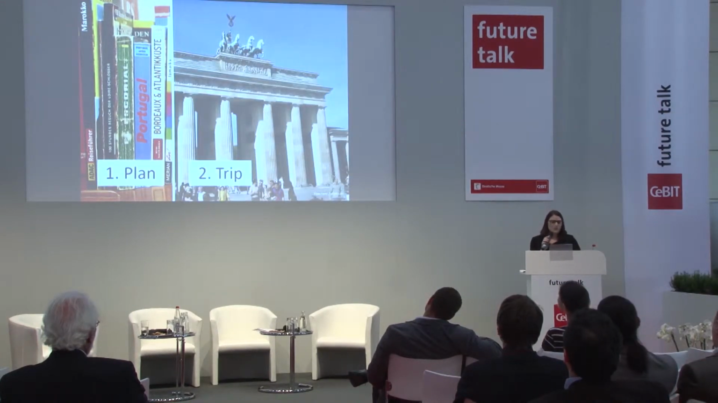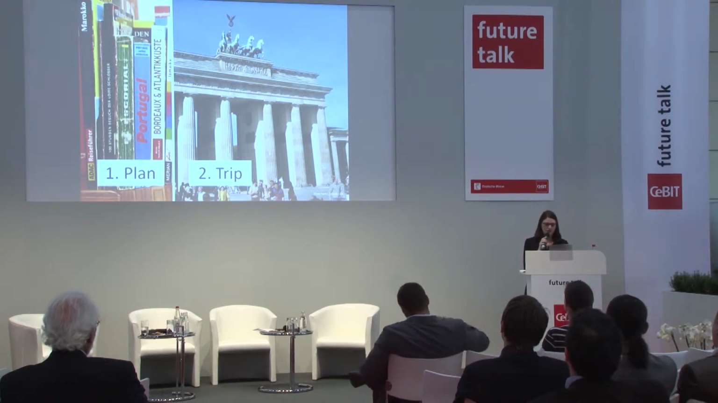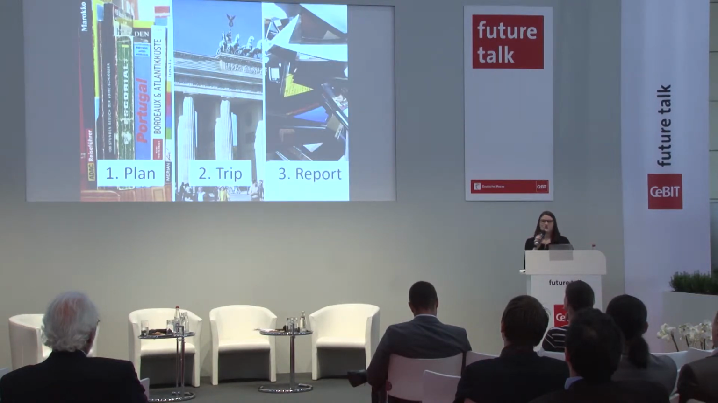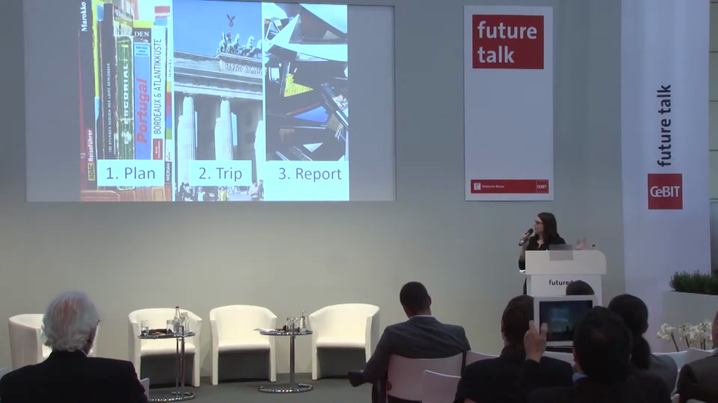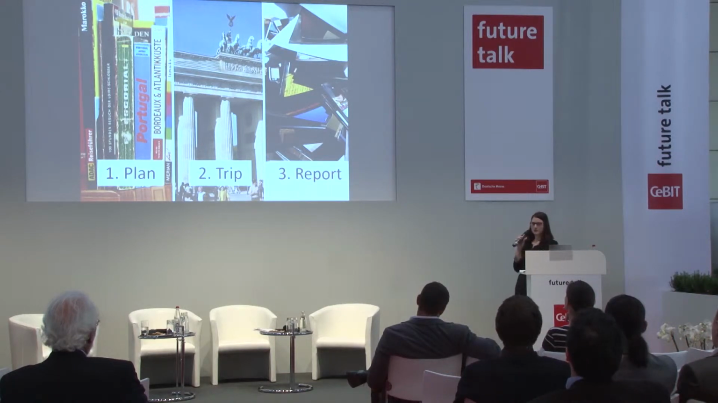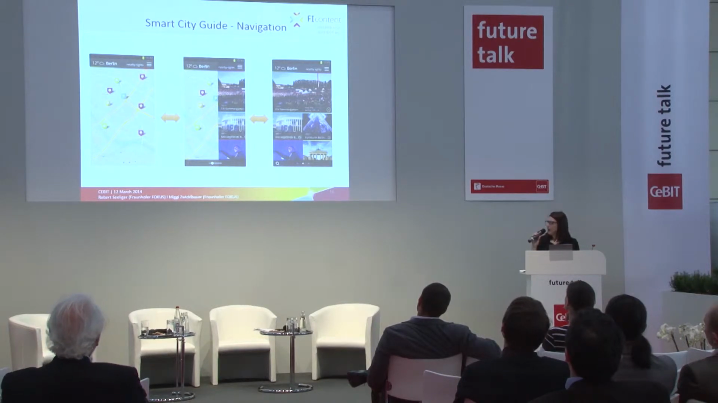Then you make the trip. During the trip, you can use your app to localize you and look at what points of interest are next to you. And after the trip, you often have to report your trip. So you're finished, and your friends want to know where you were, what photos you took, maybe you have some films, and that's the third phase of a Smart City Guide.